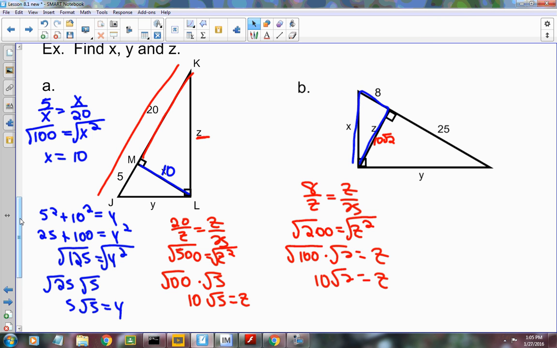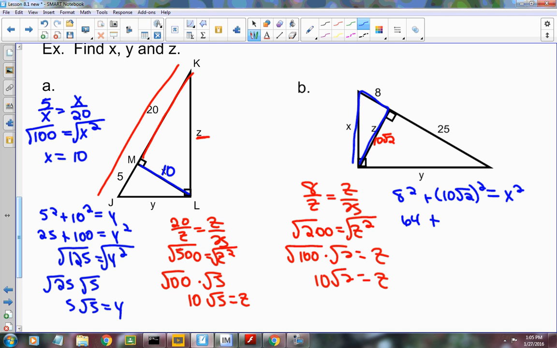Okay. And so how would I set that up? 8 squared plus 10 radical 2 squared equals x squared. Okay? So we get 64 plus, what is 10 radical 2 squared? Okay, 10 squared is 100, radical 2 squared is 2, 100 times 2 is 200. Okay, so we end up with 264 equals x squared. Take the square root of both sides.